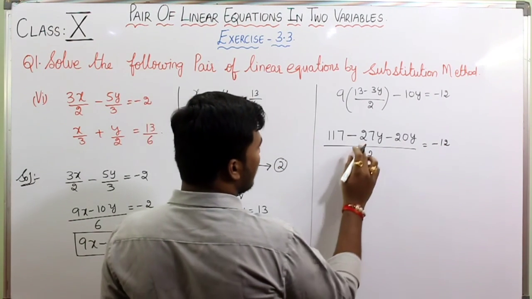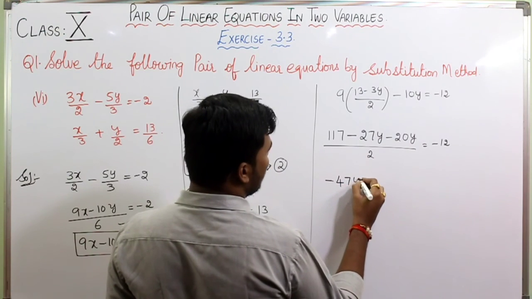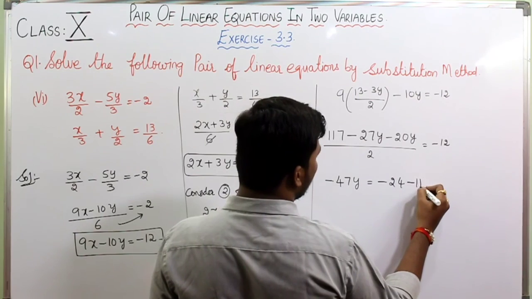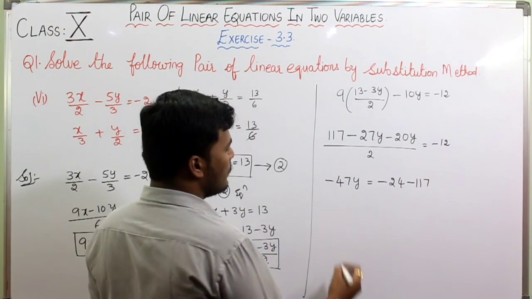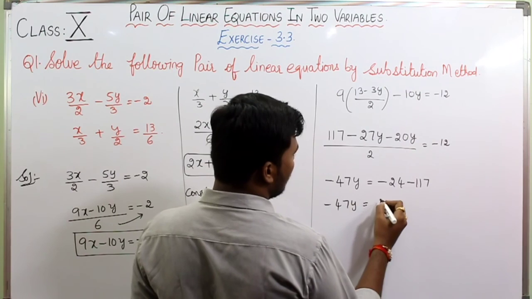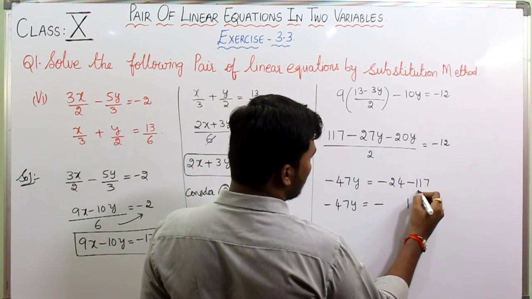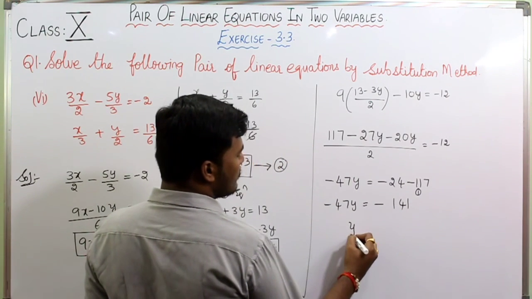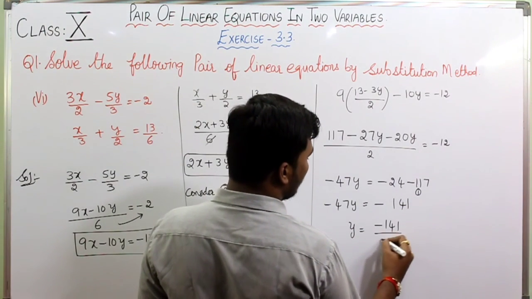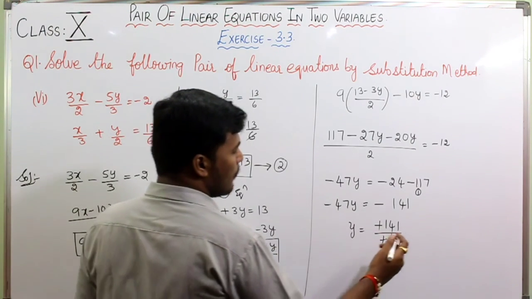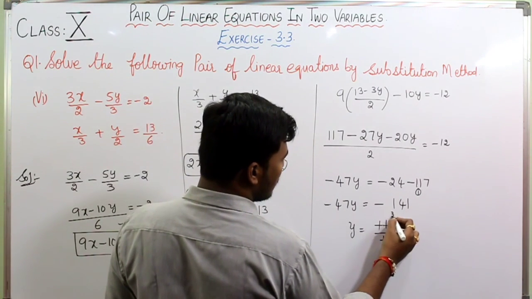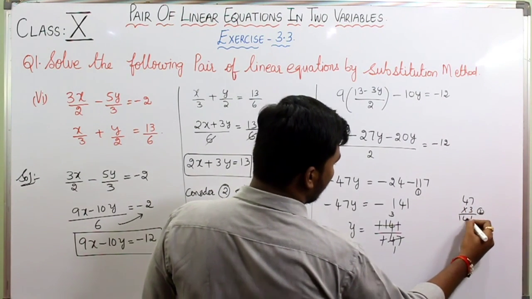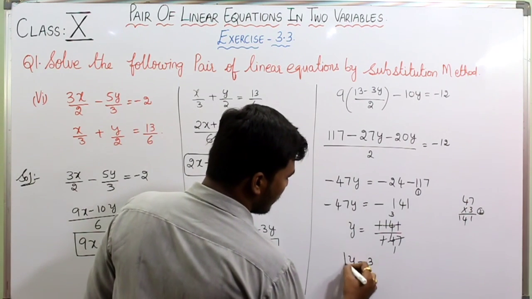Shift this to that side and you have these two. So minus 47y is equal to minus 24 minus 117. So from this, minus 47y is equal to, if I add these two, 24 plus 117 is 141. So y will be equal to minus 141 by minus 47. These two get cancelled, so 47 ones are 47, 47 threes are 141. So y is equal to 3, right?